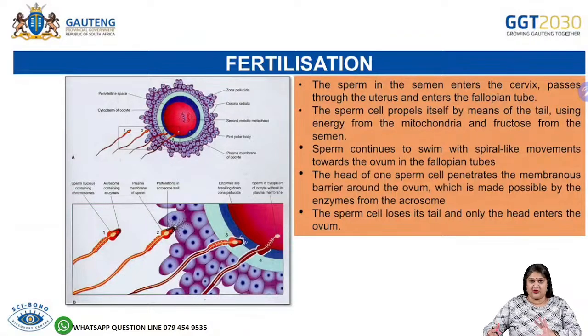Right, now it reaches the ovum, as I explained. I just wanted to explain to you what makes it move. Words like propel are important for you to remember, and the fact that there's mitochondria and fructose, right?